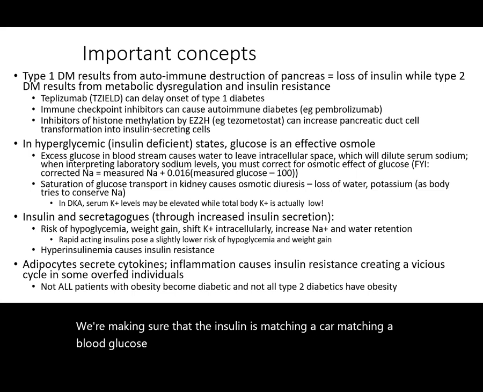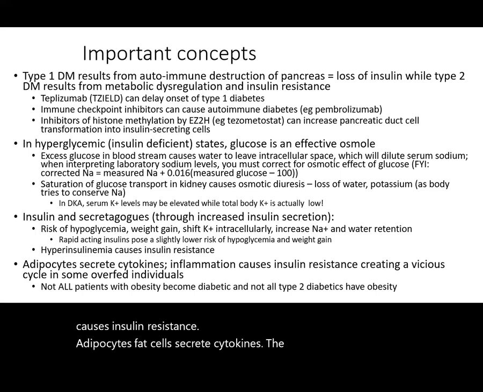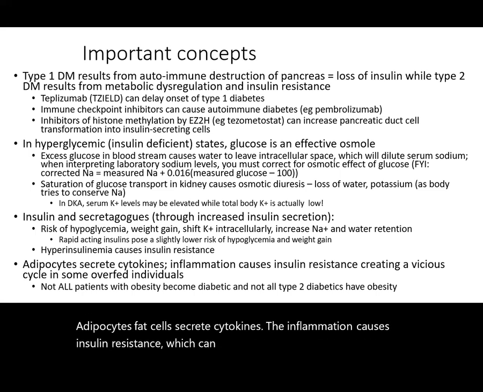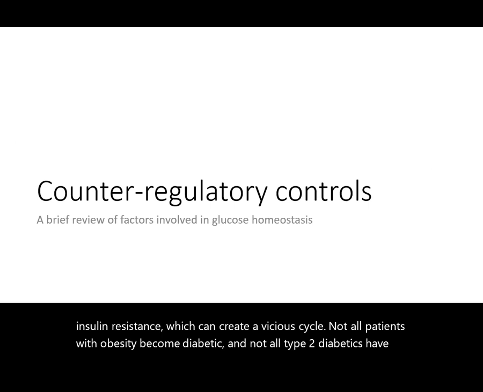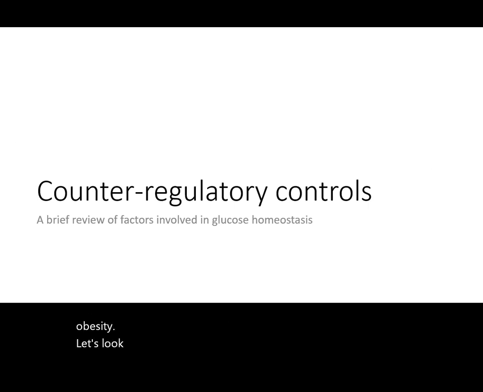I also want to point out that hyperinsulinemia causes insulin resistance. Adipocytes, fat cells, secrete cytokines. The inflammation causes insulin resistance, which can create a vicious cycle. Not all patients with obesity become diabetic, and not all type 2 diabetics have obesity. Let's look briefly at a review of counter-regulatory controls.